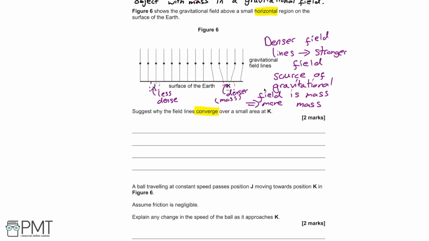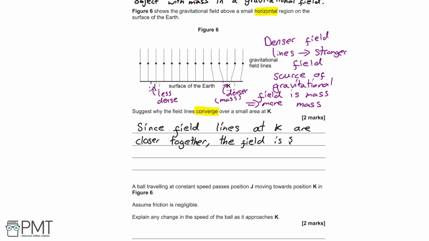Therefore, what we'll need to say is that since field lines at K are closer together, the field is stronger. Therefore, the material at K has a higher density than at J.